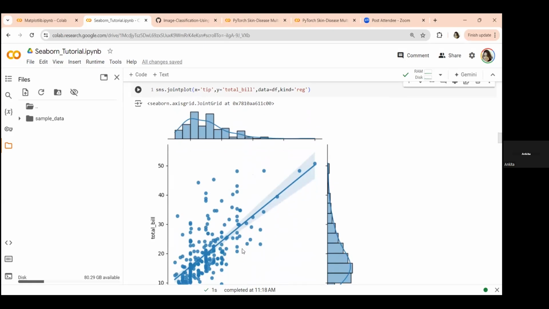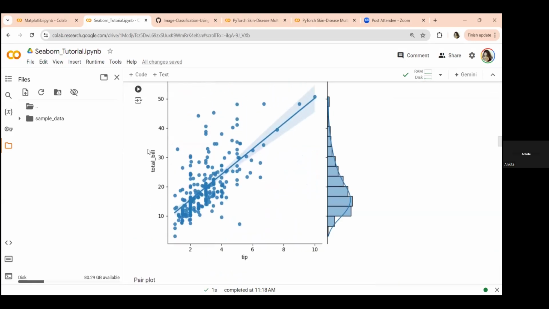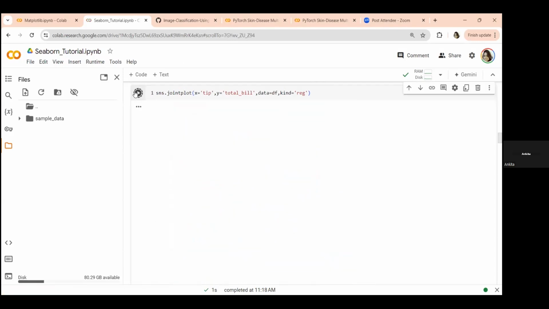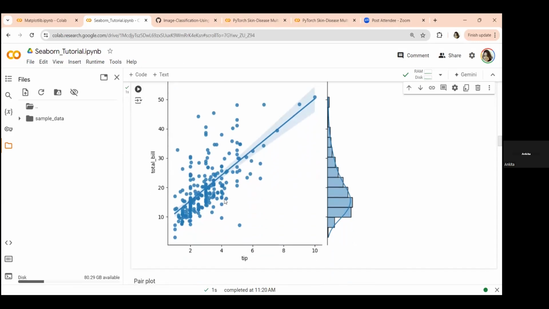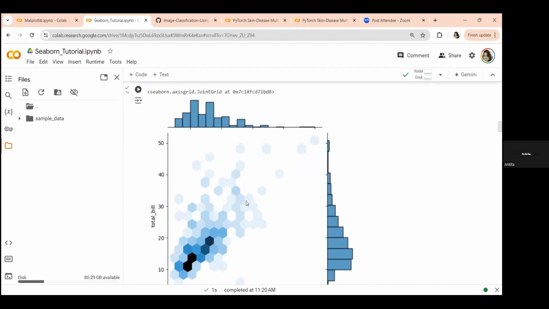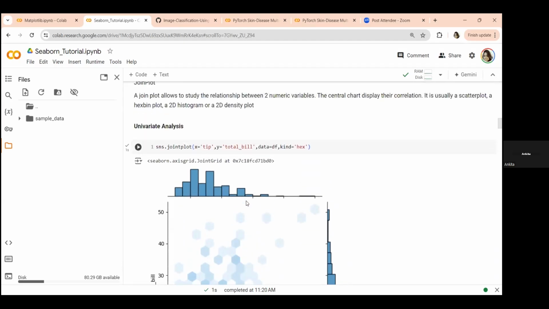So here we have two independent features. For that we are using the joint plot, because this one is the univariate analysis. After running this, we get our representation of these two features. If you have any question about the joint plot, you can ask me in the chat.